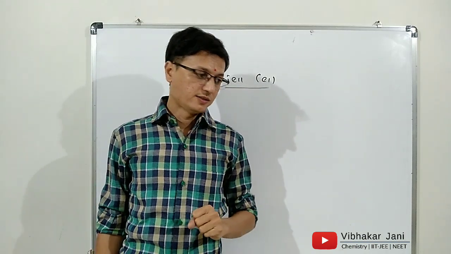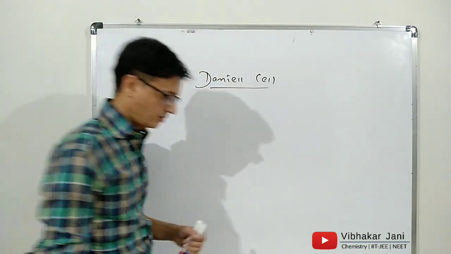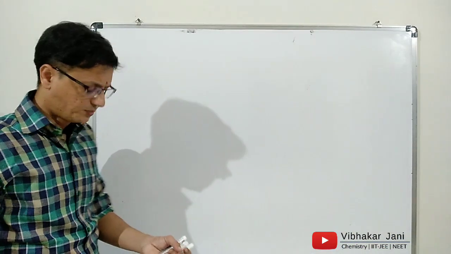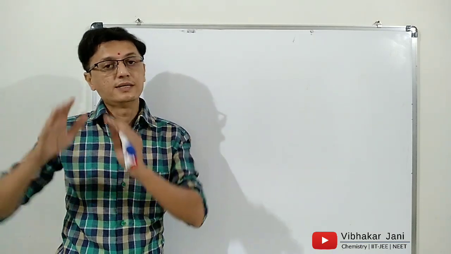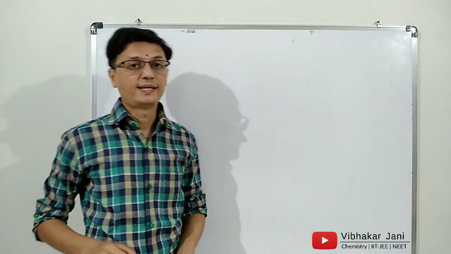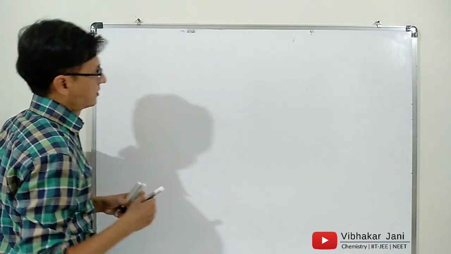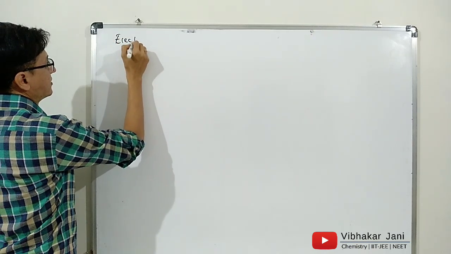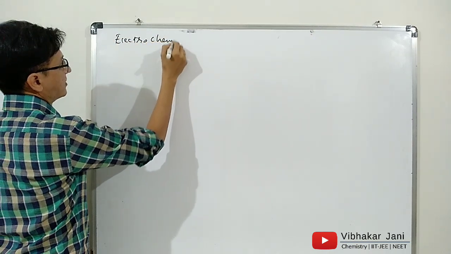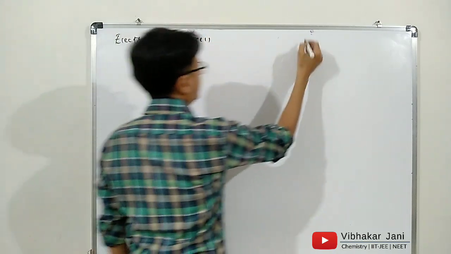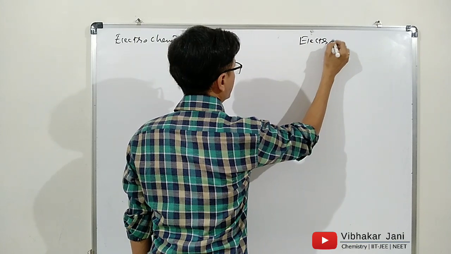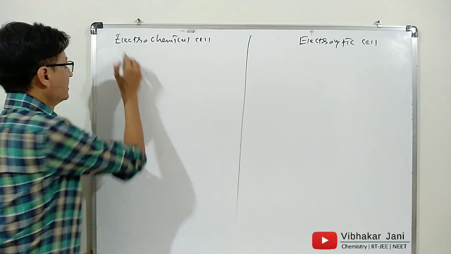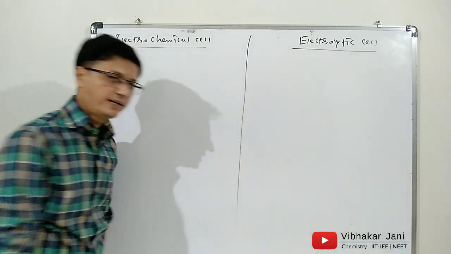Okay, now let us start our today's discussion. Take your note and pen with you. First of all, we will distinguish between two kinds of cells. One is electrochemical and the other is electrolytic. So let us make a list of the differences between electrochemical cell and electrolytic cell. There are two kinds of cells. One is electrochemical and the other is electrolytic cell.